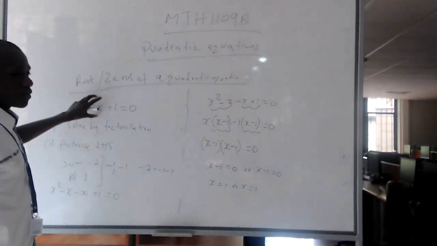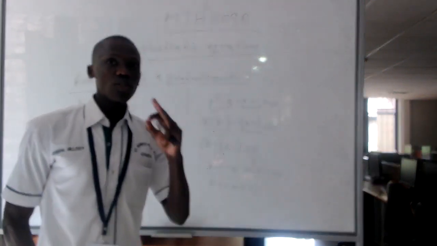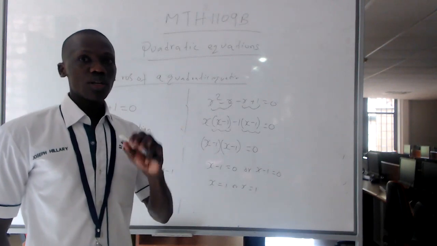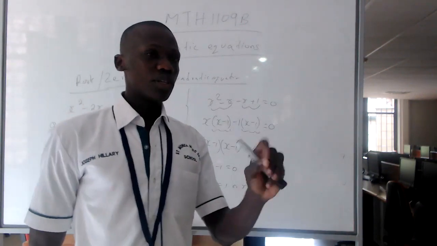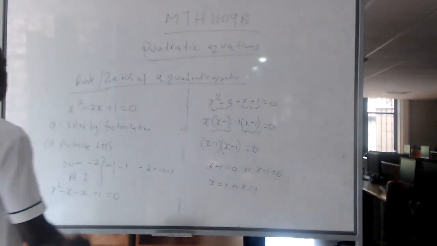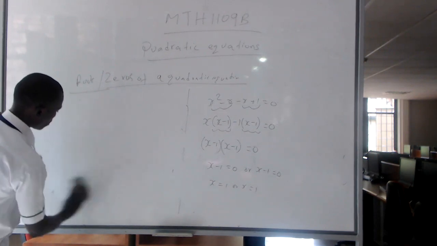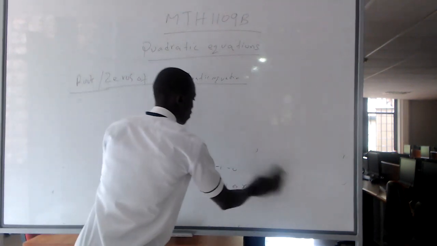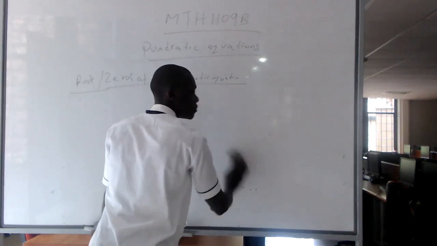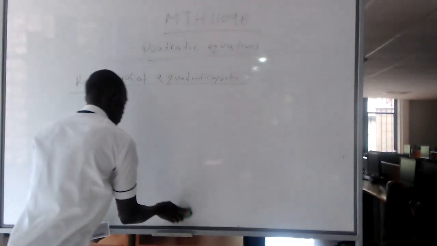Factorize the left-hand side, then use the property of real numbers that the product of two numbers is 0 if and only if one of those numbers is 0. This way you obtain linear equations, which are very easy to solve. The next method that I want us to learn is called completing the square. The method of completing the square.